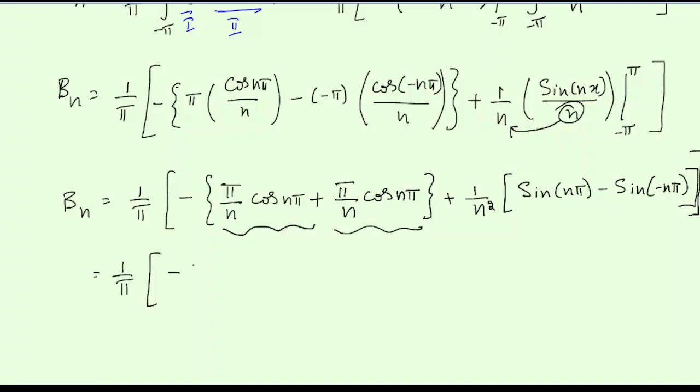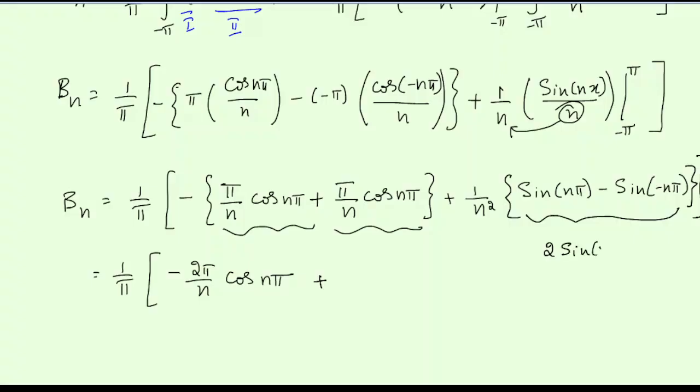This is minus 2 pi by n cos n pi. Actually, I am not supposed to write the square bracket. Okay, so this is the first term. The second term: what is sin n pi minus sin minus n pi? It becomes 2 sin n pi. Just start giving values for n.